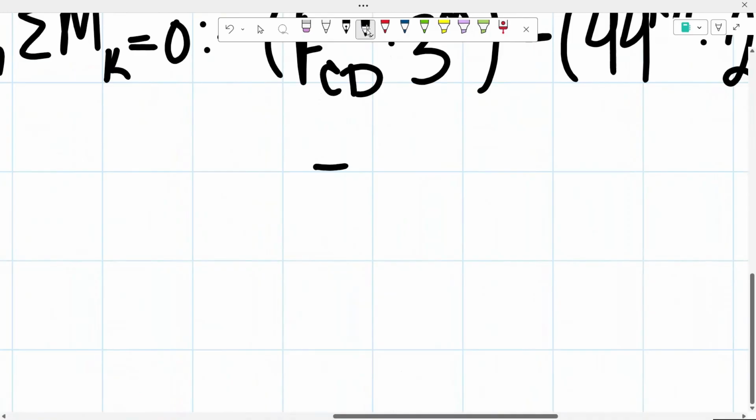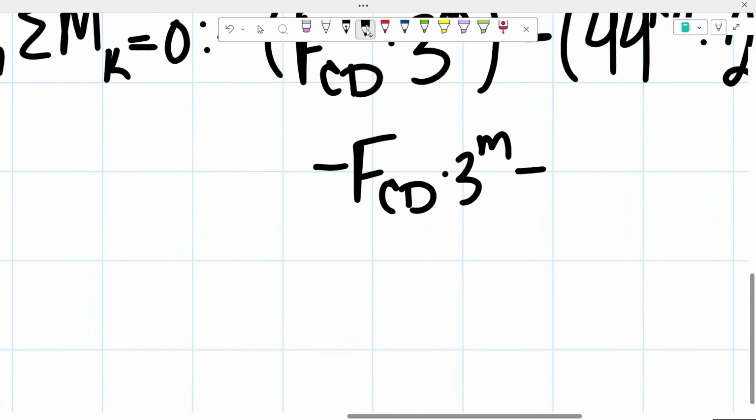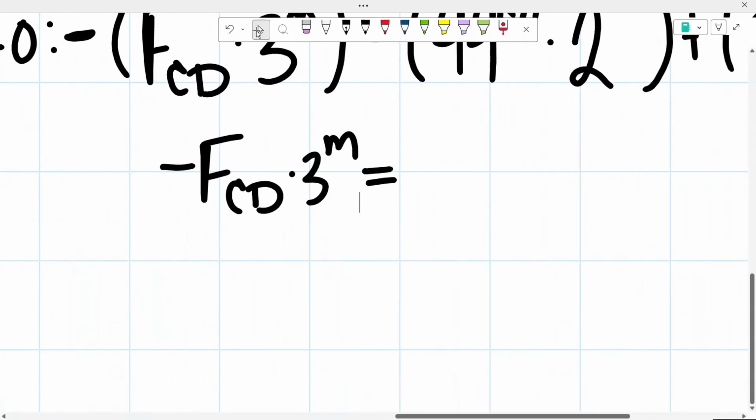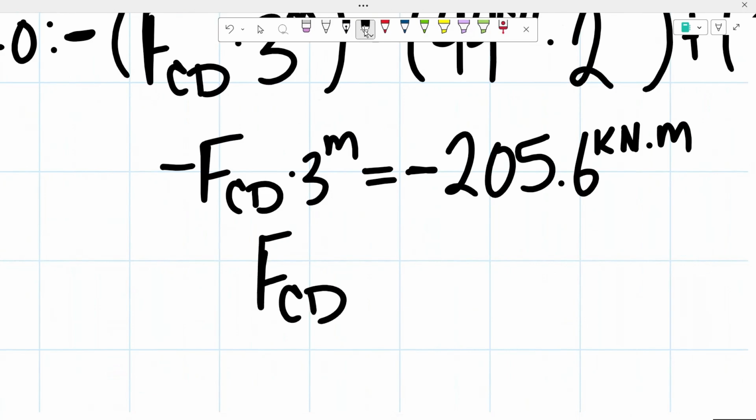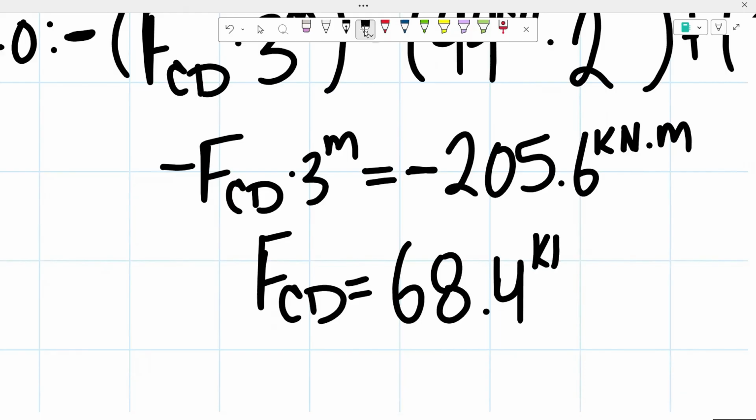If we simplify this a bit, we would get negative force of CD times 3 meters has to equal negative 205.6 kilonewton meters. So from here, we would solve for the force of the bar CD, and we would end up getting a value of 68.4 kilonewtons. Since we got a positive number, that means that we assumed correctly and that it will be in tension.